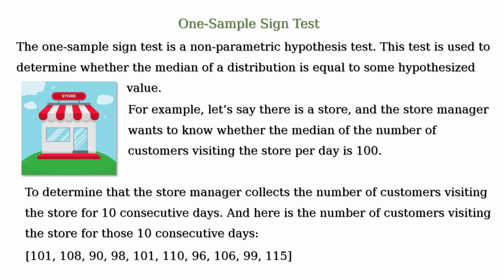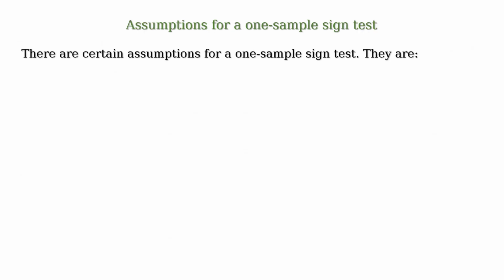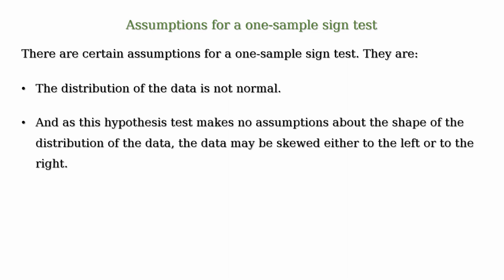Now, can we say from this data that the median of the number of customers visiting the store per day is 100? To determine that, we can perform a one-sample sign test. Please note that there are certain assumptions for a one-sample sign test. They are: the distribution of the data is not normal, and as this hypothesis test makes no assumptions about the shape of the distribution, the data may be skewed either to the left or to the right.